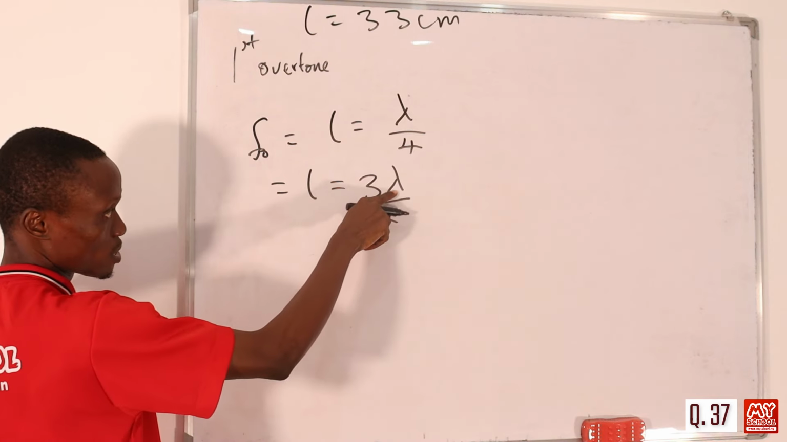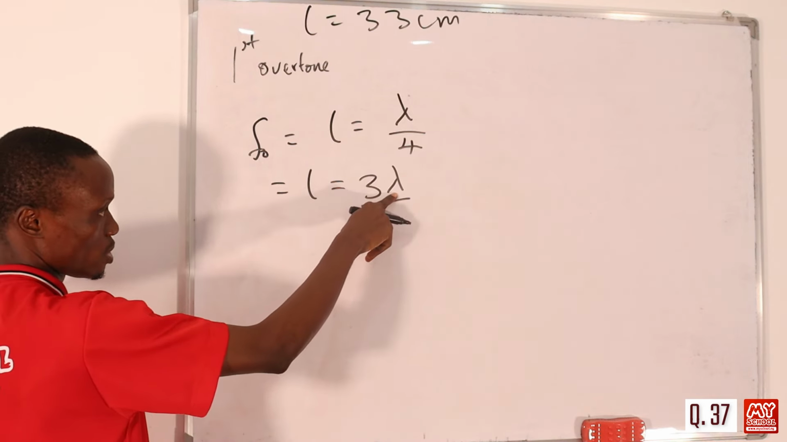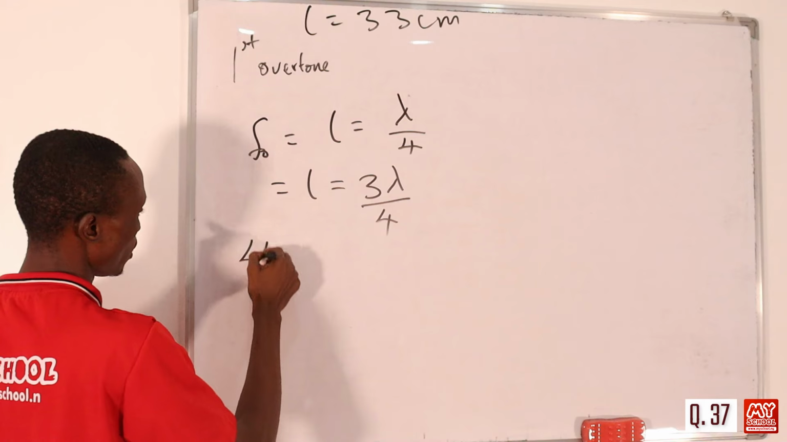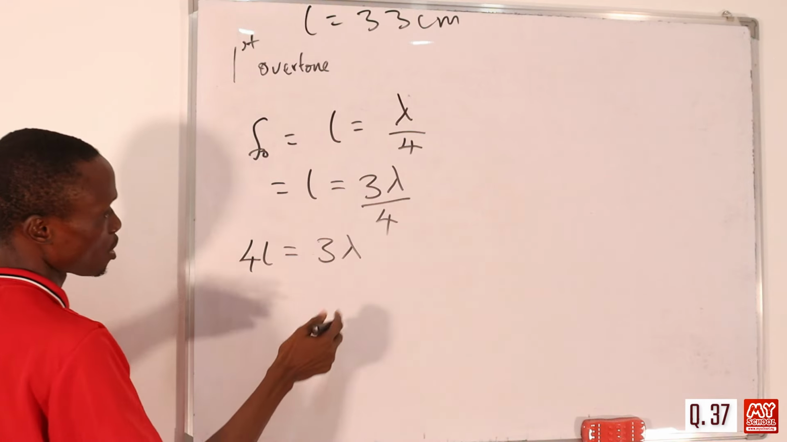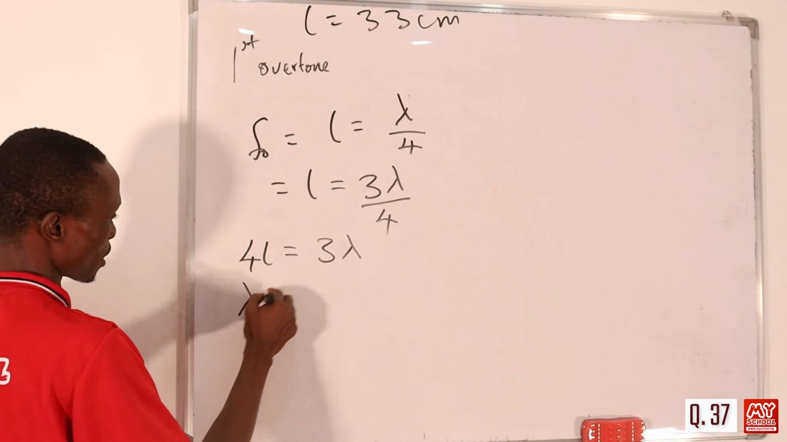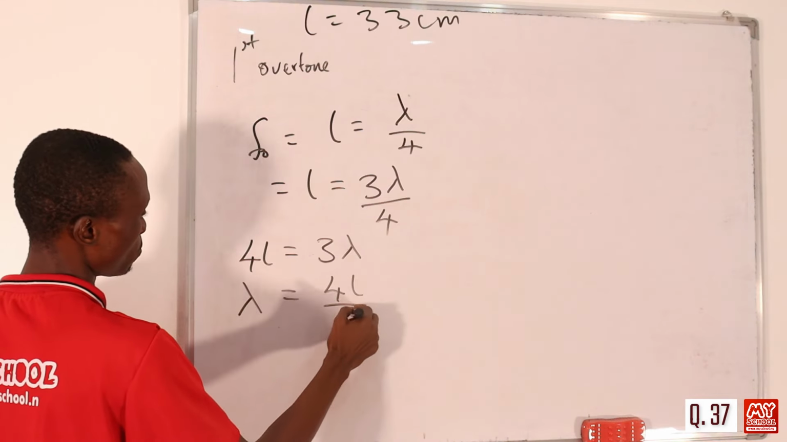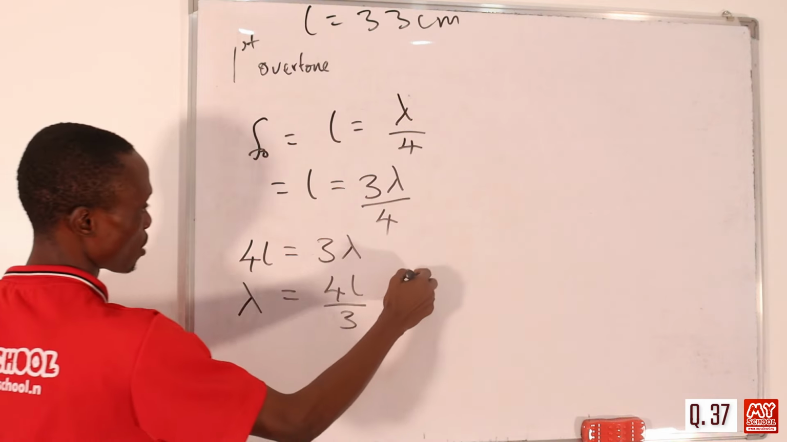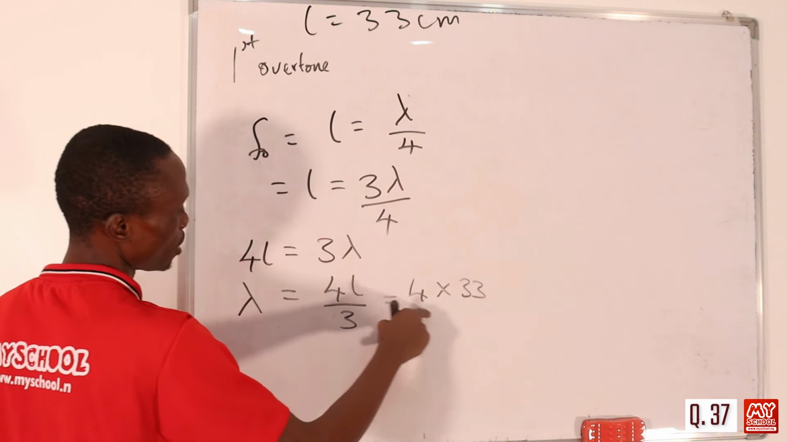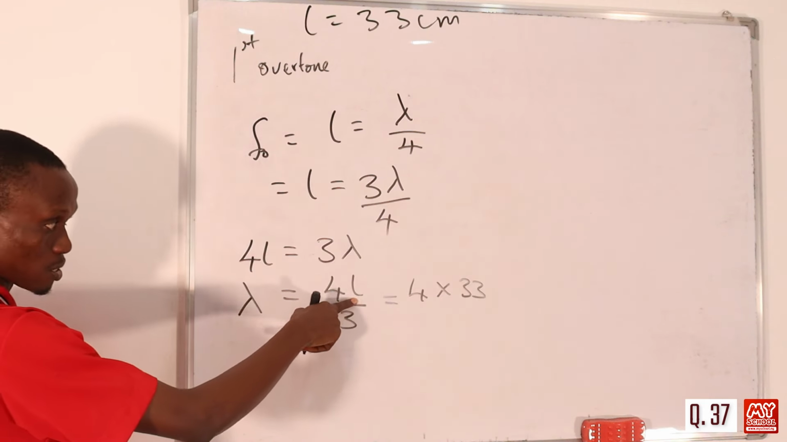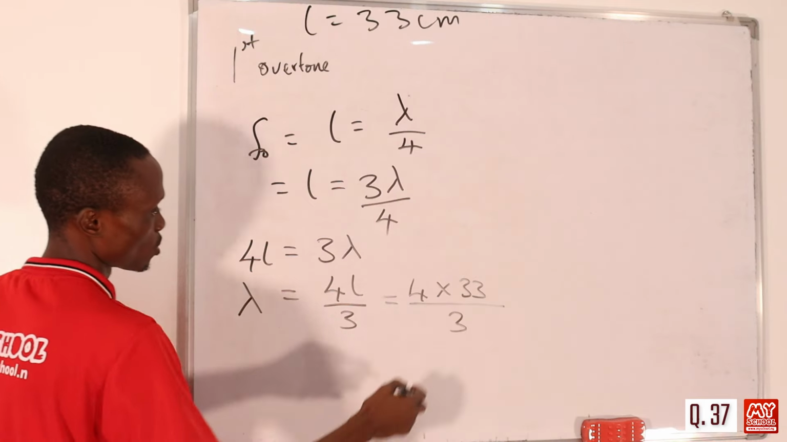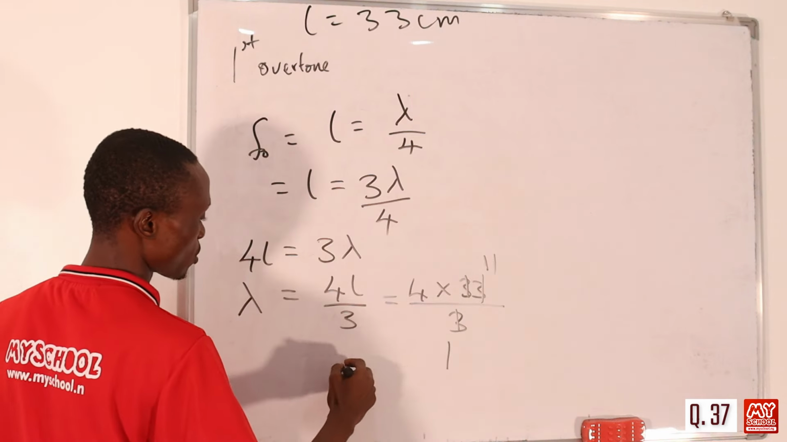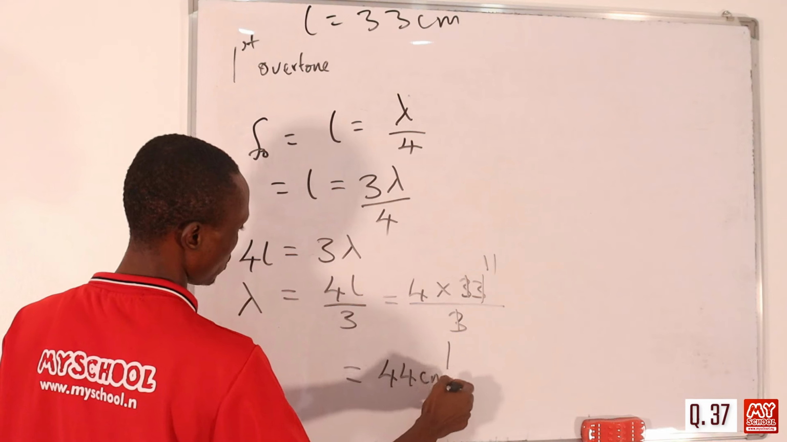In this question, we are calculating for wavelength. We can make wavelength the subject of the formula by simply cross multiplying. So if we cross multiply, we have 4L equals 3 lambda. We divide both sides by 3, so that lambda is equal to 4L divided by 3. Here we just substitute the value of the length. So we have 4 times 33. Remember, the length is given to us as 33 centimeters, then divided by 3. So 3 here is 1, and 3 here will be 11. So 4 times 11 will be 44 centimeters.